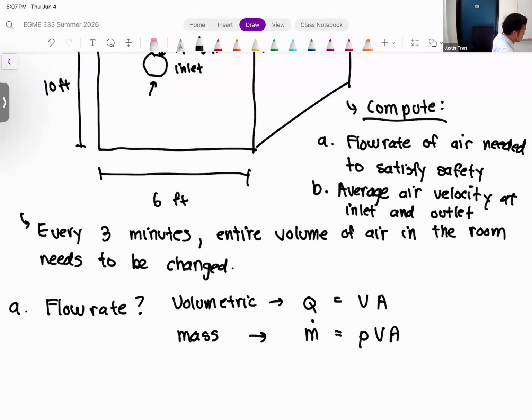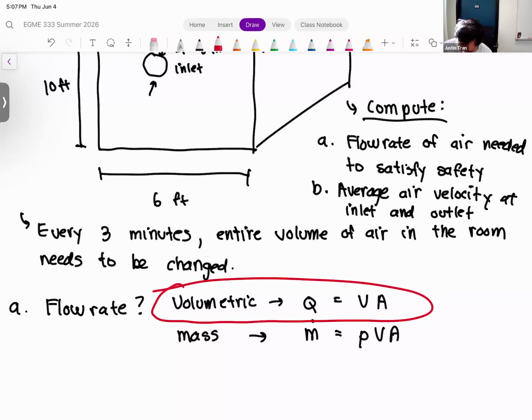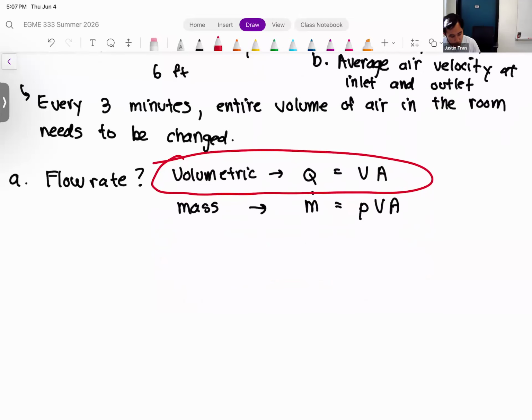All right, so technically we can choose either one here. For this problem, we aren't given the density of air, although that's something you can easily look up. But because we're not given the density, let's just compute the volumetric flow rate in this case. We want to find out how much air we need to be pumping into this room at any given time.